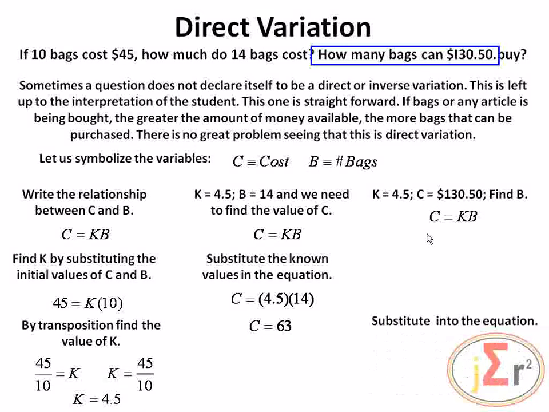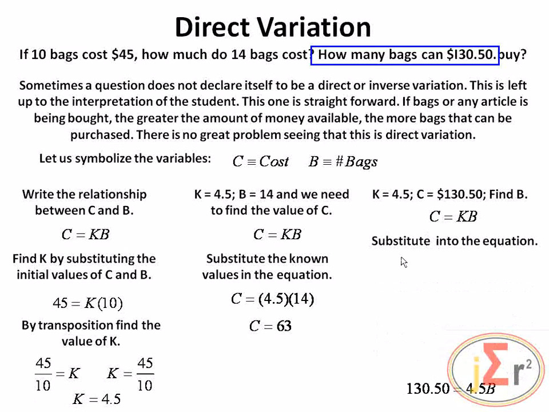So let us substitute the known values that we have into the equation. Yes, c is $130.50 and the constant is 4.5. So in order to find b, we are going to transpose the 4.5 to the other side. It is multiplying by b on the right, so we are going to divide by that on the left. And then reversing the situation, we have b is equal to 29. So that's what we are going to have, 29 bags.